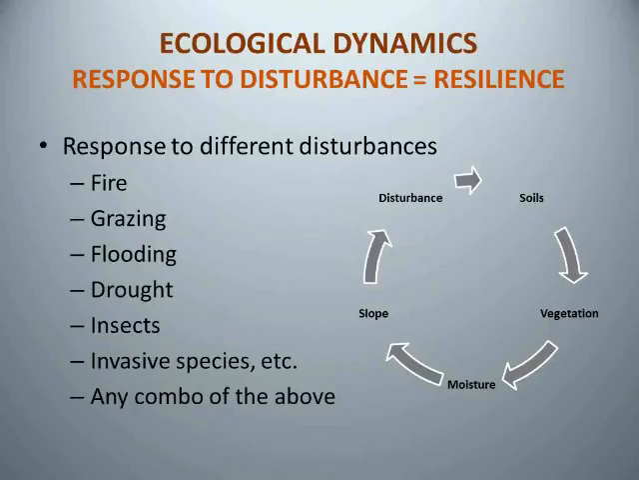So when I talk about ecological dynamics, what am I talking about? So that's response to disturbance and different disturbances. So fire, grazing, flood, insects, drought, invasive species are a disturbance. And then, as we all know, none of these things generally occur singularly. They're all interacting together or concurrently happening at the same time. And so that disturbance becomes part of this cycle that's interacting with all these other things. So it's influencing soils, vegetation, maybe we get rain, maybe we don't get rain. And then all those landform type things factor into that also.